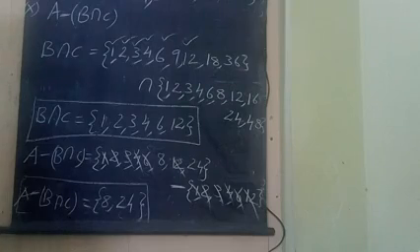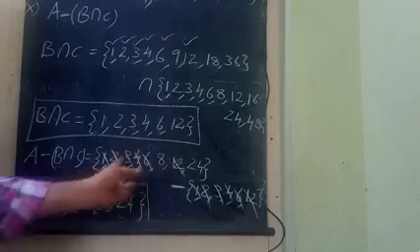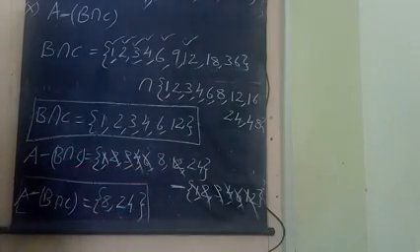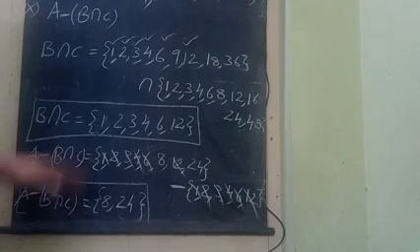So union means writing all. Intersection means the common ones. Difference means what remains in the first one. What remains in the first one is called subtraction or difference. So with this, the sum is completed here.